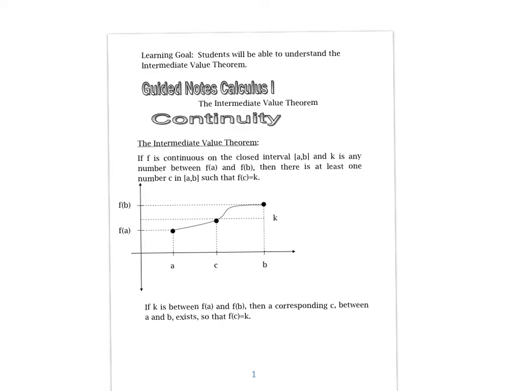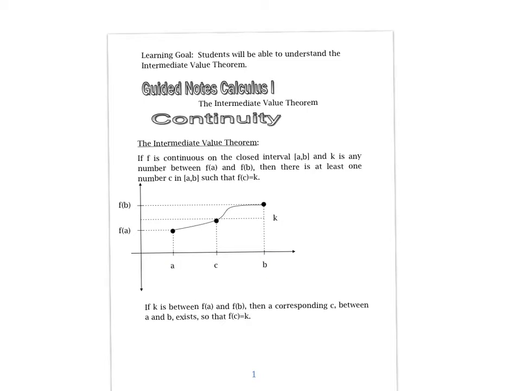Alright, the last one of continuity, the intermediate value theorem. I'll let you read through this, but basically what it's saying is that if you've got some graph of a function that is continuous, so it doesn't have any holes and doesn't have any asymptotes or anything like that, on a given interval, it doesn't have to be on it forever, but like this one is just from A to B, so this interval from A to B.